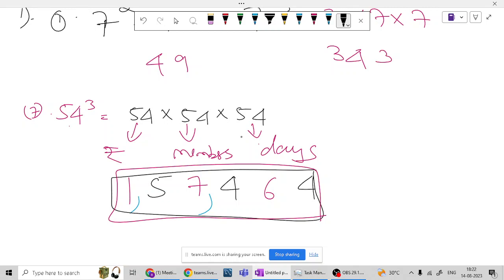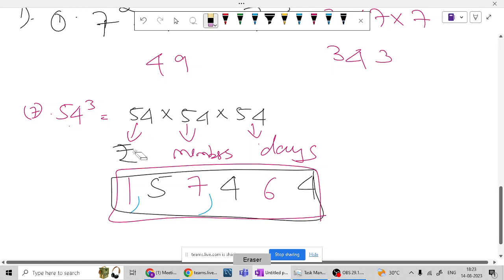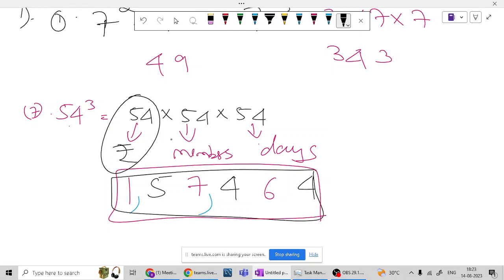Talk a bit loud. 1,57,464. Yes, sir. Okay, so this is where we use practical application. I went wrong, sir. Okay, fine, Adya. This many rupees, if this many members give for this many days, you can collect 1,57,464.